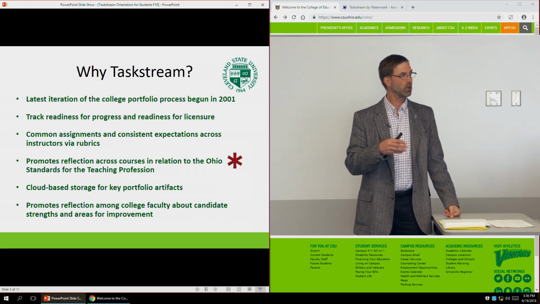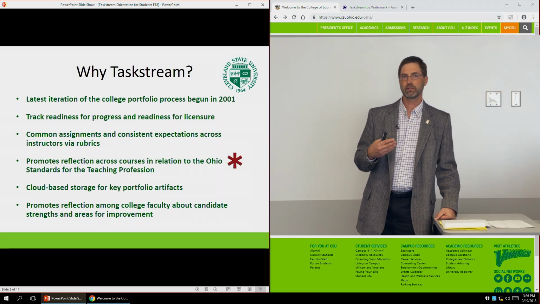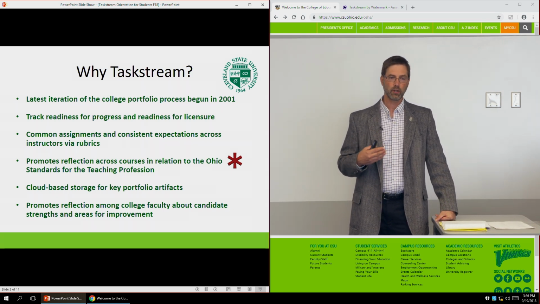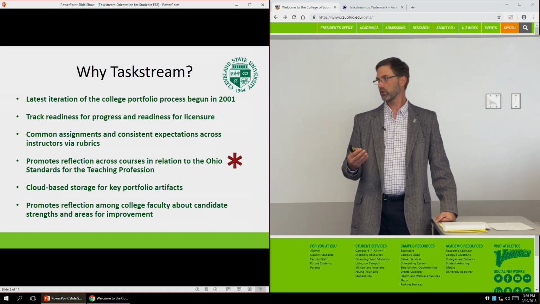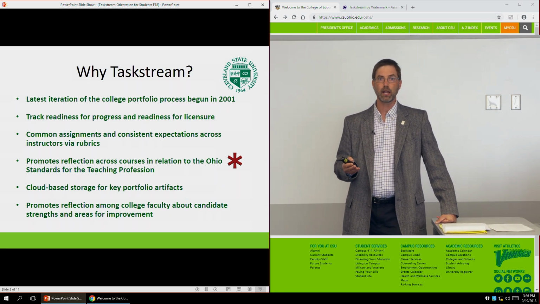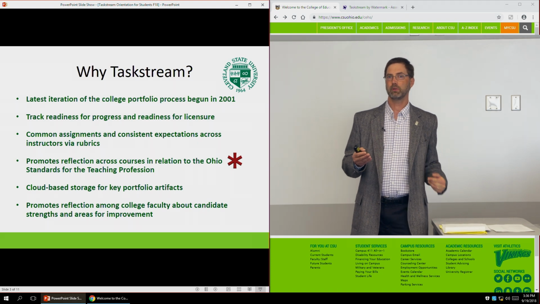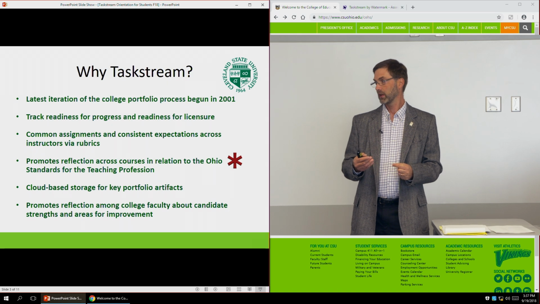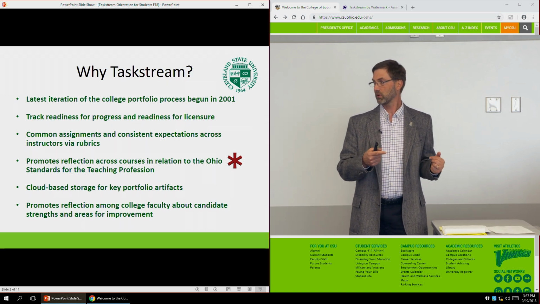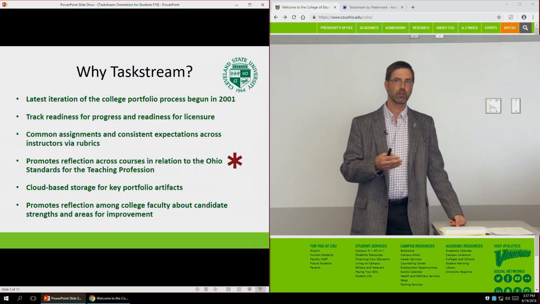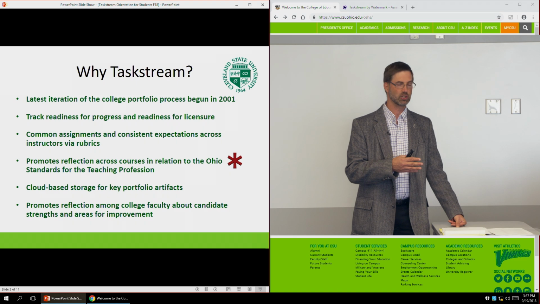The fourth bullet point talks about reflection. So we believe at Cleveland State that a teacher is a reflective, responsive practitioner. And so we're doing everything that we can to try to promote reflection on your teaching practice throughout the course of your program. And when you become a teacher in the state of Ohio, you're going to be held accountable to demonstrate your proficiency in the Ohio standards for the teaching profession. So at key points in the portfolio process, you're going to be asked to reflect on your progress in relation to the Ohio standards for the teaching profession.